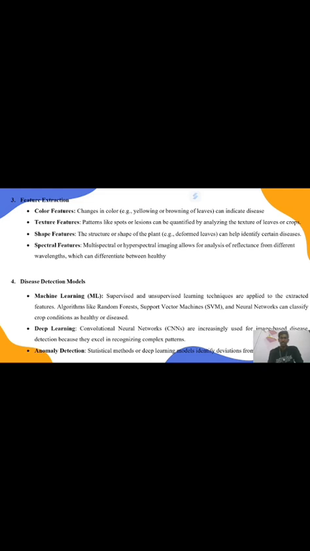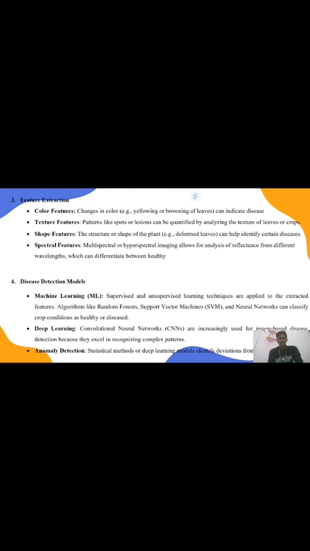And some shape features: the shape of the plant, for example deformed leaves, can help to identify certain diseases. Spectral features like multispectral or hyperspectral imaging allow analysis of reflectance from different wavelengths, which can differentiate between healthy and non-healthy crops. The fourth point is disease detection models.